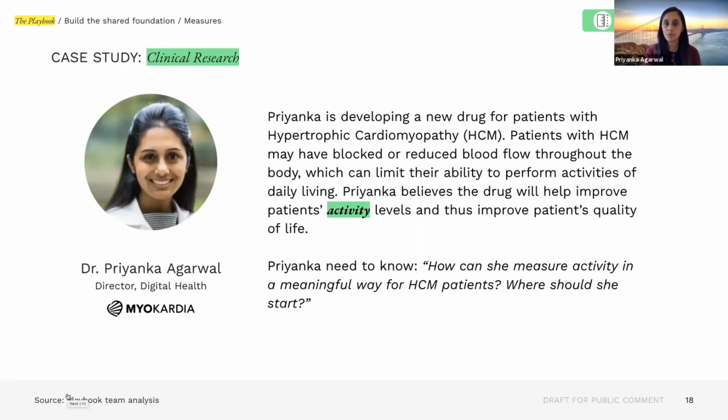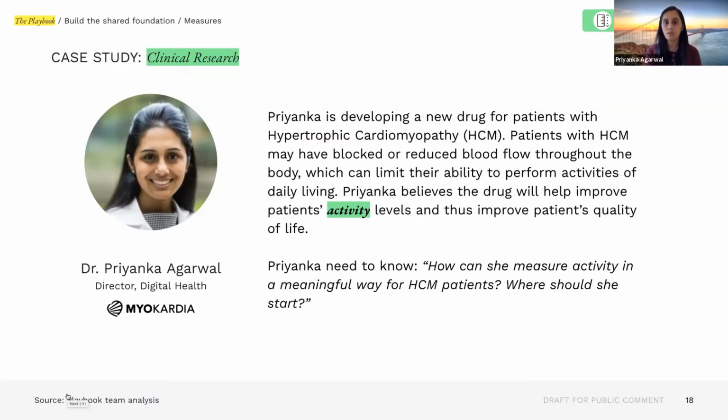And so MyoKardia is developing the first ever drug for hypertrophic cardiomyopathy called mavacamten. This drug acts by reducing the hypercontractility of the heart to relieve the obstruction that blocks blood from being passed from the heart to the rest of the body. Our sense in developing this drug is that it should absolutely have an impact on quality of life, on the way that patients function.